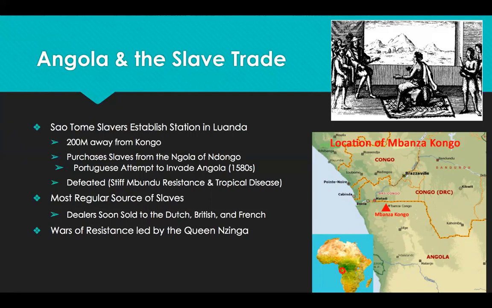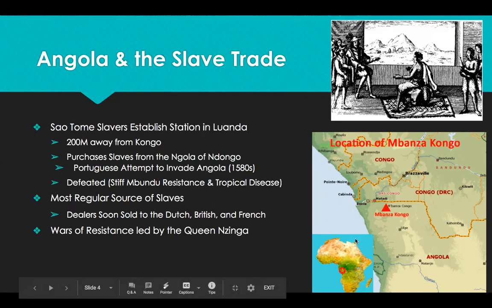So if we look at our map here, Congo is, as we can tell, up here, right? But this is in modern day maps, right? This is about the region where the Congo would have been centered at the time. And 200 miles to the south, southeast a little bit, is where Angola would be, right?